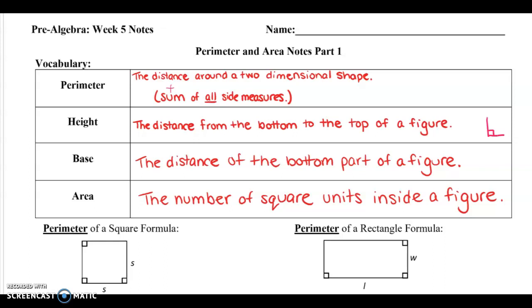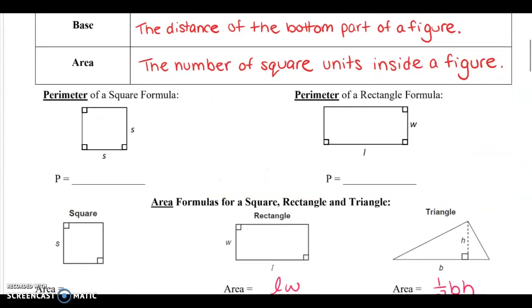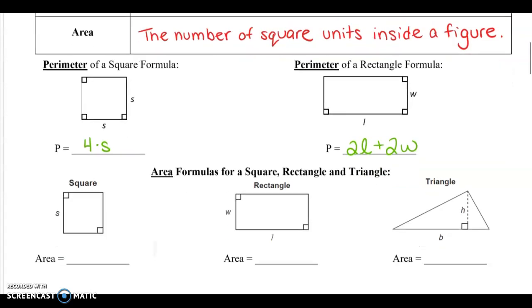So let's start with perimeter. Perimeter of a square would be the side measure. Since there's 4 different side measures, you would do 4 times the number of sides, so 4s. And then the perimeter of a rectangle, since there are 2 lengths, it would be 2 times the length, plus, since there's 2 widths, it would be 2 times the width. All right, or you could just add up all the sides. That's another option.